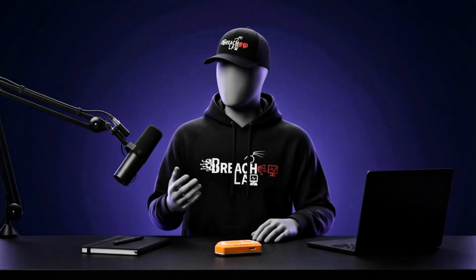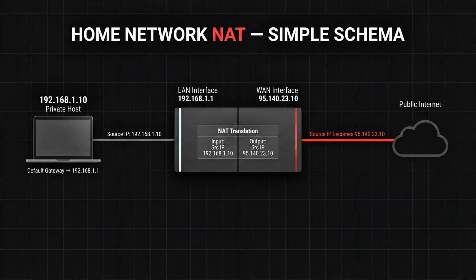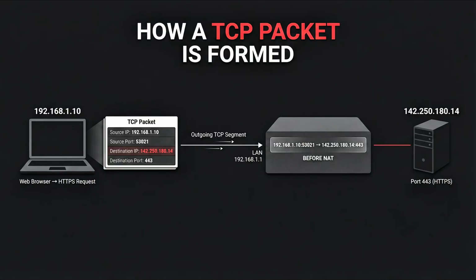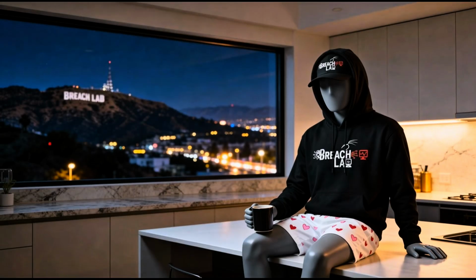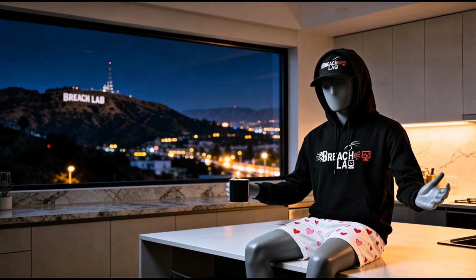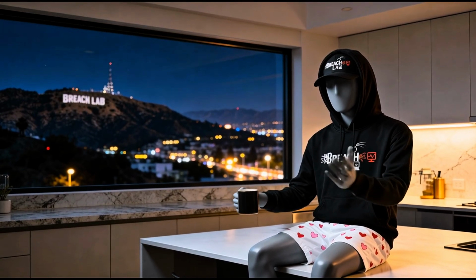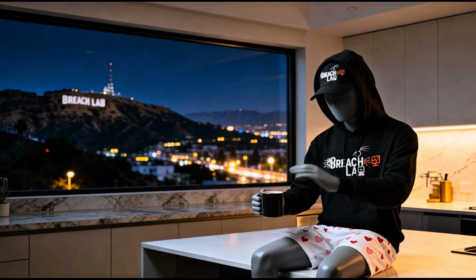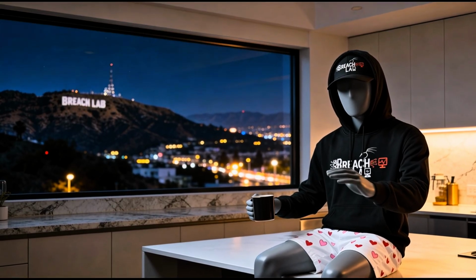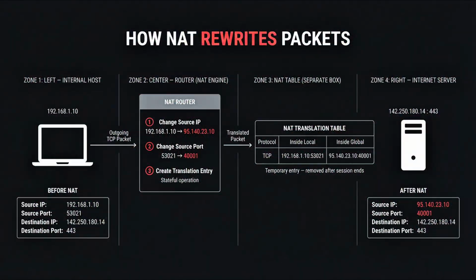Imagine a home network. You open a browser and visit a website. Your laptop creates a TCP packet. The packet gets sent to the router. If the router forwarded it unchanged, it would be dropped on the internet because private IPs are not globally routable. So the router performs translation. It changes the source IP to its own public IP. Then it changes the source port, for example, to 4001.